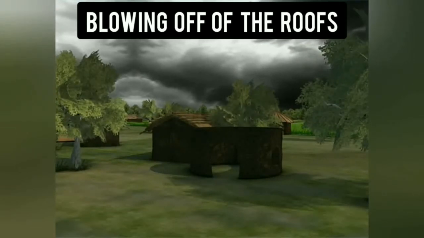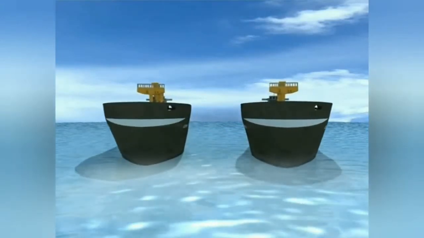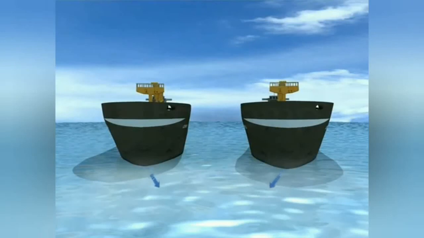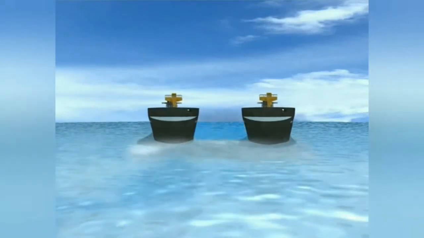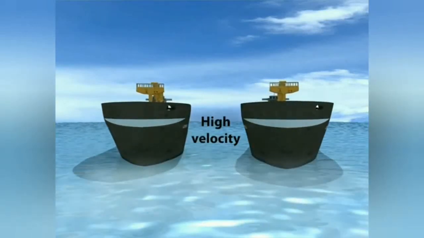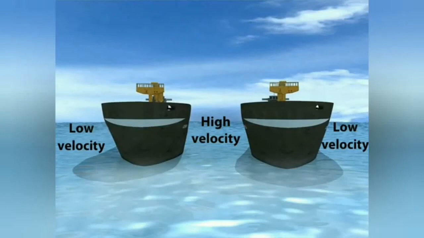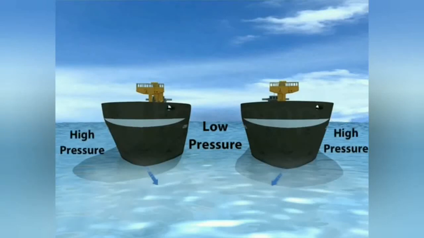When two ships move in parallel directions close to each other, the velocity of water flowing through the narrow region between them is greater than the velocity of the outer water. So, according to Bernoulli's theorem, the pressure exerted by the water in this narrow region is less than the pressure of the outer water. Consequently, due to the greater pressure of the outer water, the two ships are attracted towards each other in accordance with Bernoulli's theorem.